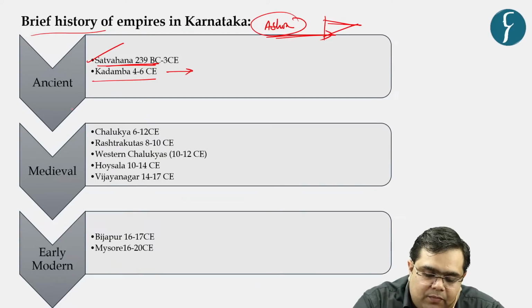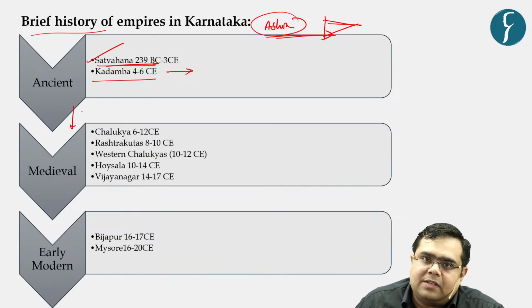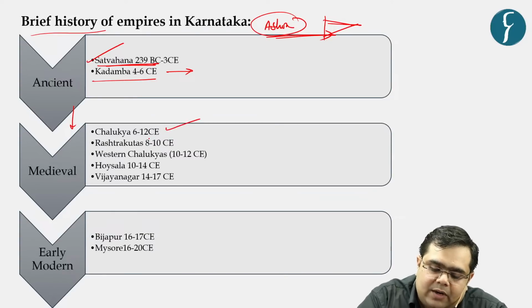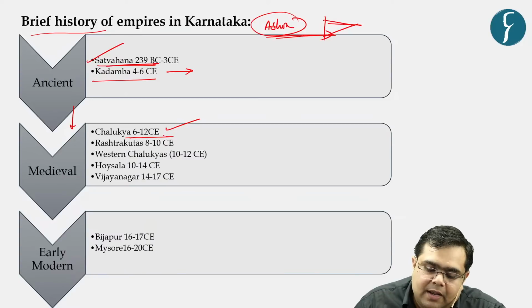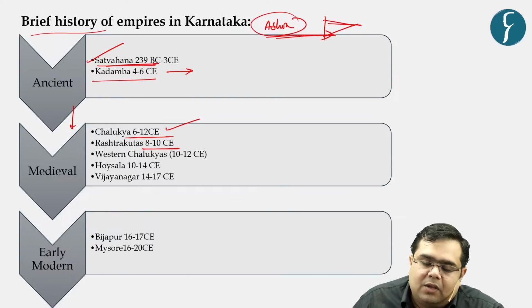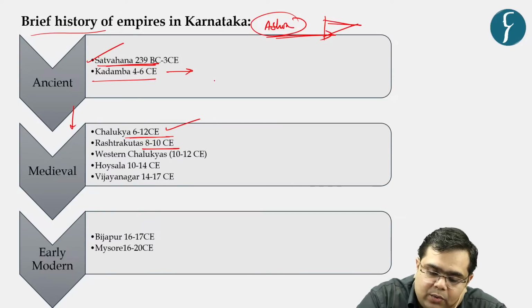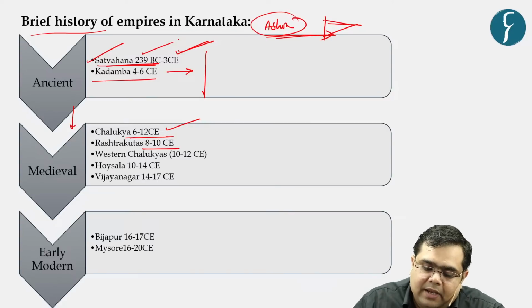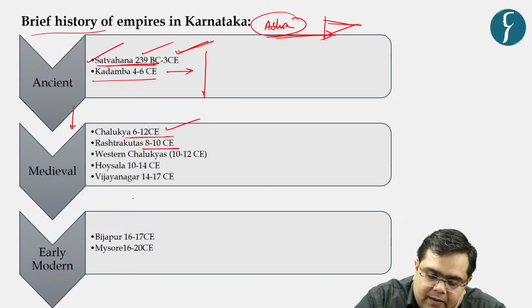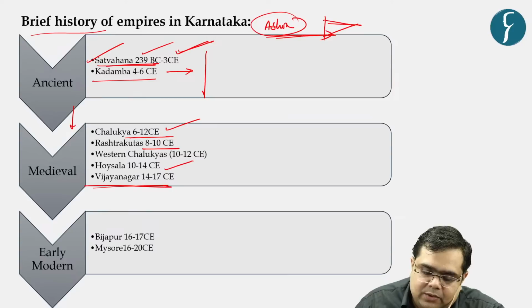Moreover, when we come from ancient to medieval period, the first dynasty that was able to rule Karnataka was Chalukyas, that ruled from 6th to 12th Christian era. Then came the rule of Rashtrakuta, that is 8th to 10th century Christian era. Then came Western Chalukyas, the Hoysalas, and Vijayanagar. You can see the chronology starting from 239 BC and ending in the rule of Vijayanagar, that is 14th to 17th century AD.